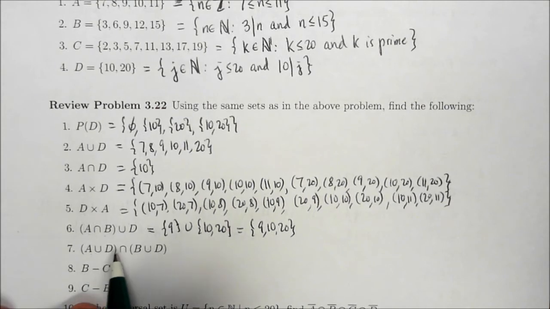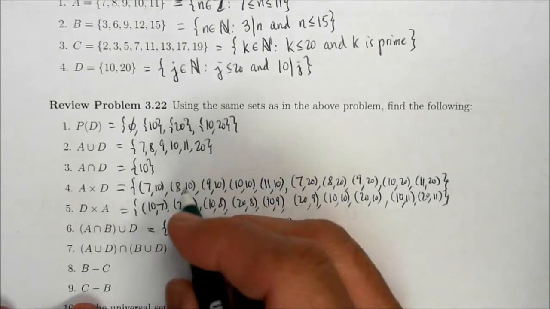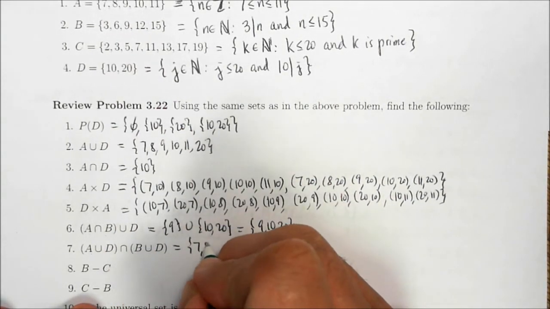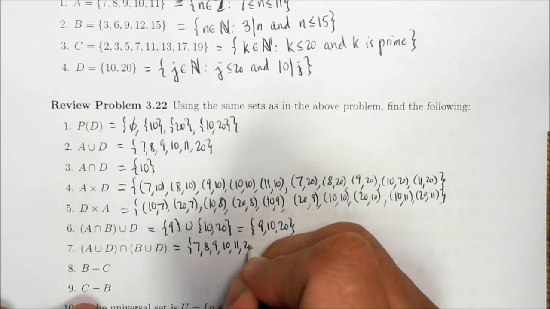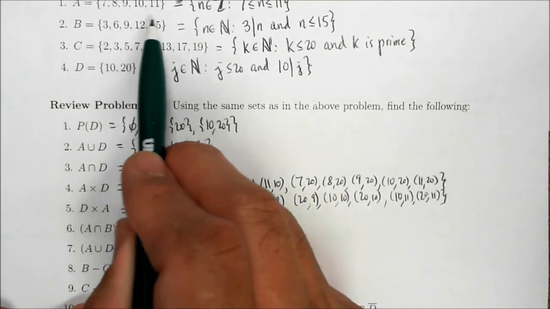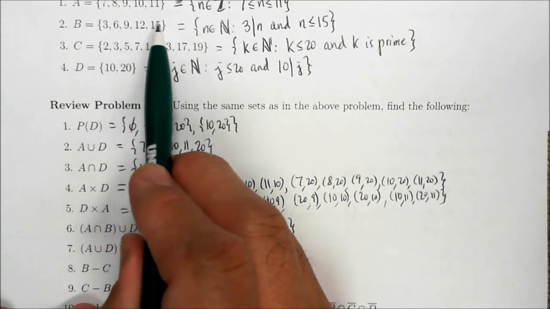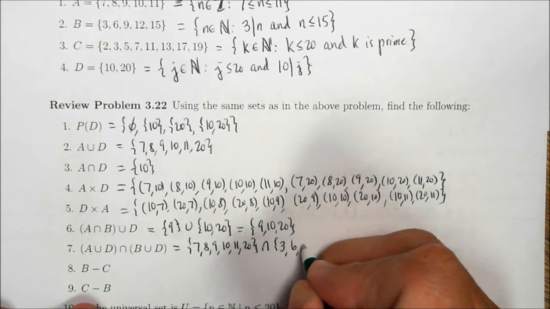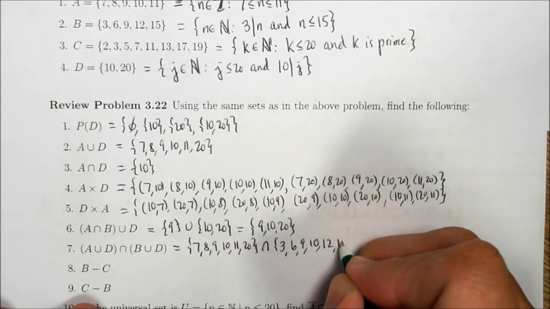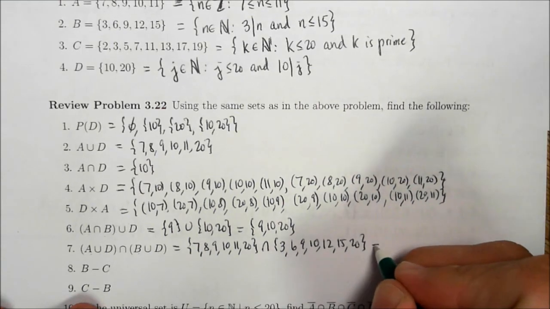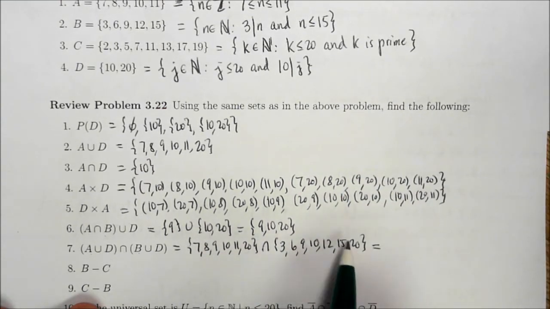Okay, this one says A union D intersect B union D. Okay, so A union D, we just did it here. 7, 8, 9, 10, 11, 20. Intersect. Then B union D, if I take the union of B and D, I see that nothing is common to B and D, so I can just simply list out all 7 things. 3, 6, 9, 10, 12, 15, and 20. And they don't have to be listed in order, but certainly it makes it easier to read if they're listed in order. Now I take the intersection of this set and this set.